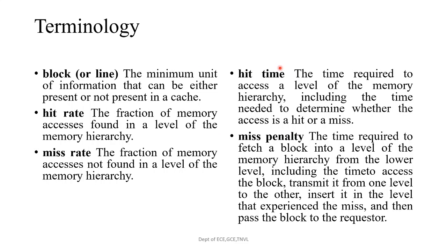So if we speak about hit time, the hit time is nothing but the time required to access a level of the memory hierarchy, including the time needed to determine whether the access is a hit or a miss. So this also includes the access time as well as the time required to access a level of the memory. If the information is present, then it will access the memory. So that time, that is the accessing time plus the time required to search for a block in the memory hierarchy, both times get added together, and this presents the hit time.